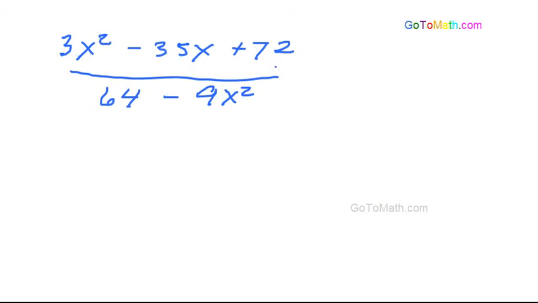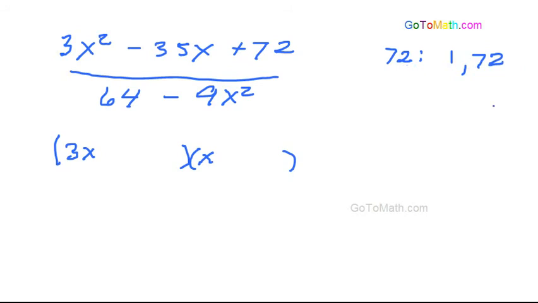Alright, so we'll take a look at the top first. Does 3 go into 35, does 3 go into 72? That's the question. And no. Alright, so let's factor the numerator. We know that it's going to end up starting with a 3x. We really don't have any other possibilities with that. But we got to take a look at 72. We got 1 and 72.